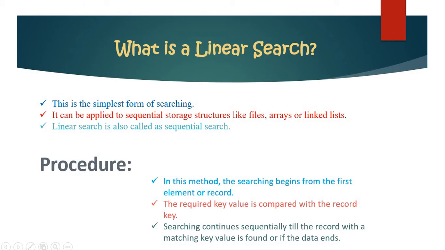Procedure: in this method, the searching begins from the first element, or you can say record. The required key value is compared with the record key. Searching continues sequentially till the record with the matching key value is found or the data ends.